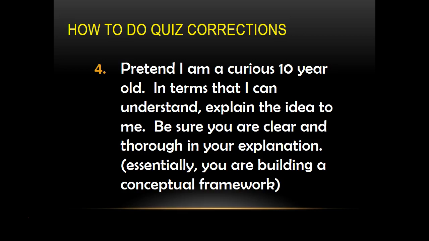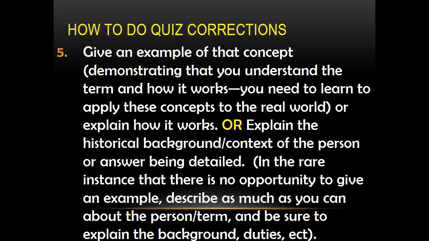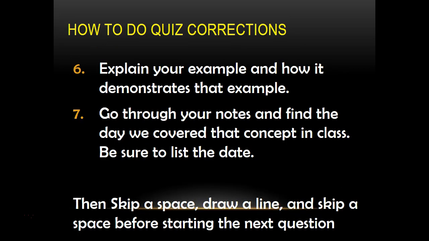So you're going to write out an explanation of what it means and label that as number 4. You're going to label as number 5, you're going to give me an example that demonstrates that you understand that concept. Or in some cases, you can't really give an example if it's the name of a person or the name of a place. What I want you to do is tell me a little bit about the historical context or the background of the person, or tell me something about their job and their duties. So you want to tell me a little bit that shows you know why that person is significant. For number 6, you're going to explain your example.